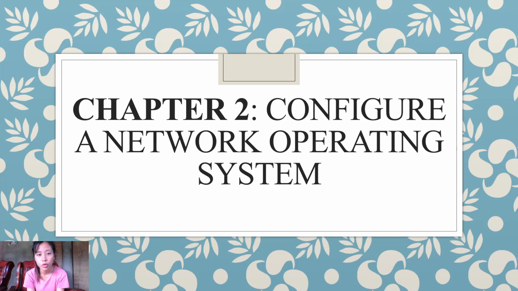So hi guys, today we're going to tackle the summary of Chapter 2, which is entitled Configure a Network Operating System. This chapter tackles how every computer requires an operating system to function, including computer-based network devices such as switches, routers, access points, and firewalls. These devices use an operating system called a network operating system.